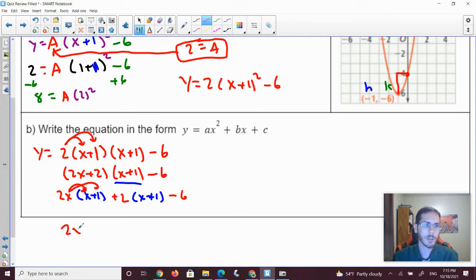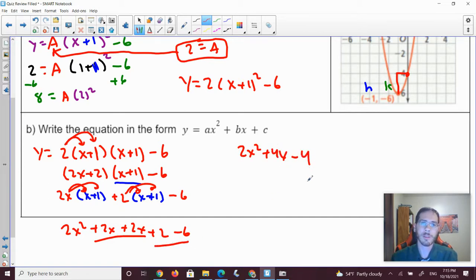I'm still distributing because for the double distributive property, I need to double distribute. So I'm going to distribute once: 2x squared plus 2x. I'm going to distribute again: 2x plus 2, and my minus 6 is still hanging out over here. I'm going to combine my like terms at the end, so 2x and 2x is going to be 4x. 2 minus 6 is minus 4, and I've got an answer.